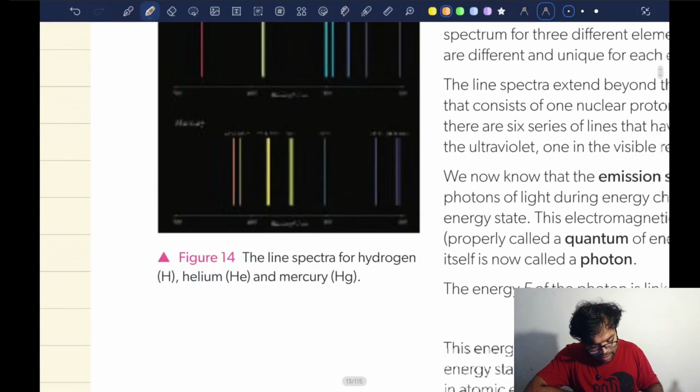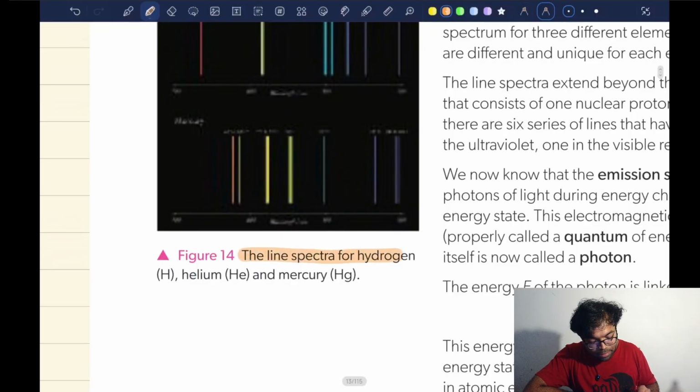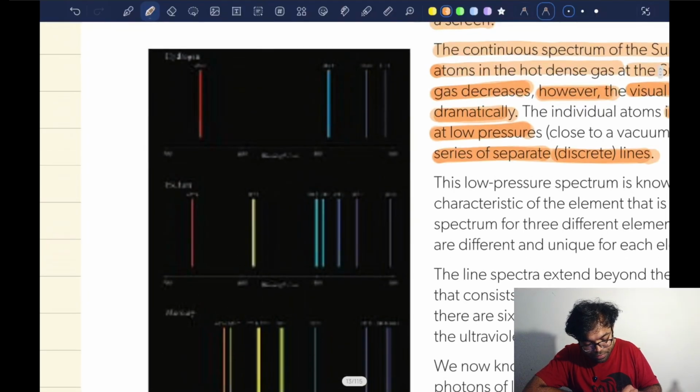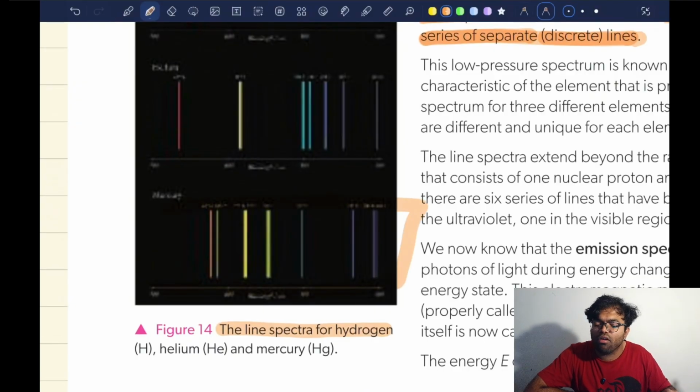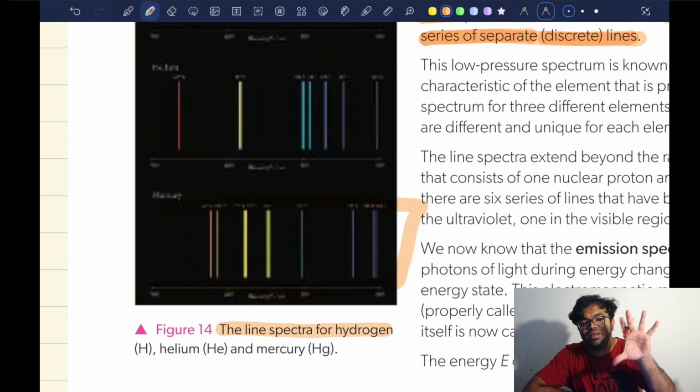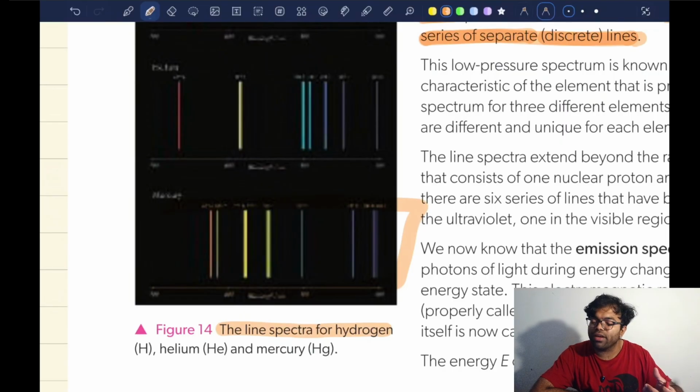Here, the line spectrum for hydrogen is the first one, for helium the second one, and for mercury this one. You can think of it as a fingerprint, just like fingerprints are used by the police to find criminals. You can use the colorful fingerprint given by these elements to distinguish what they are.